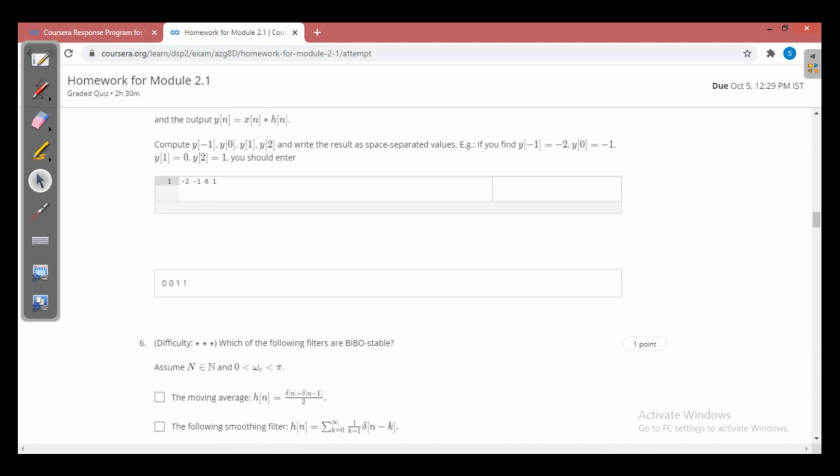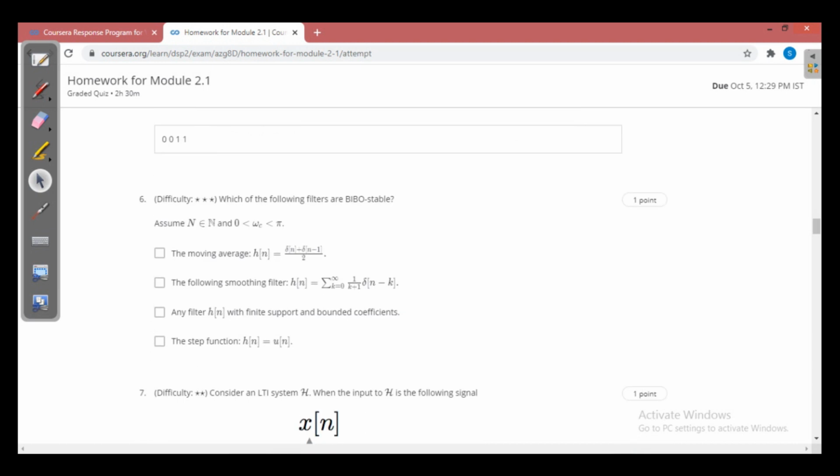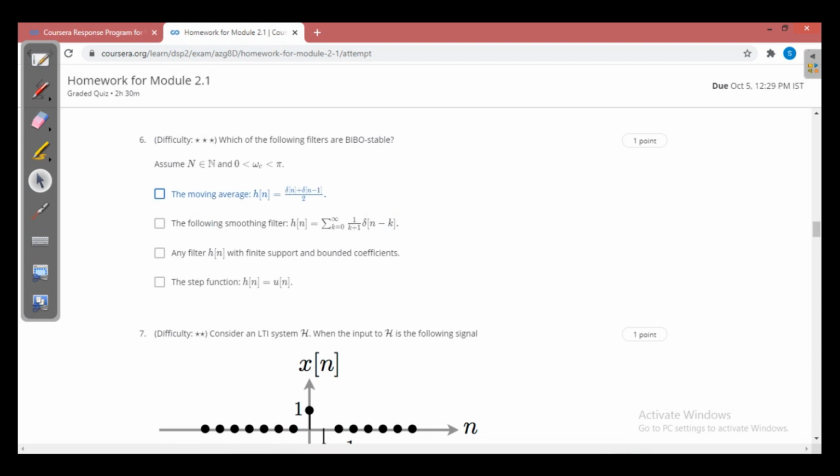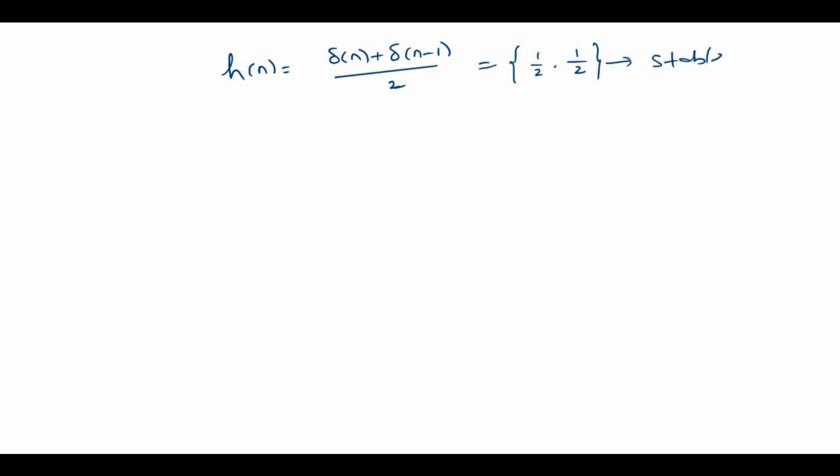Next, the sixth one: which of the following filters are BIBO stable? Now the first one, the moving average, h of n is equal to del of n plus del of n minus 1, by 2. When you write this as a sequence, 1 by 2, comma, 1 by 2, which is nothing but an impulse response having only two samples, an FIR, simply it is stable.